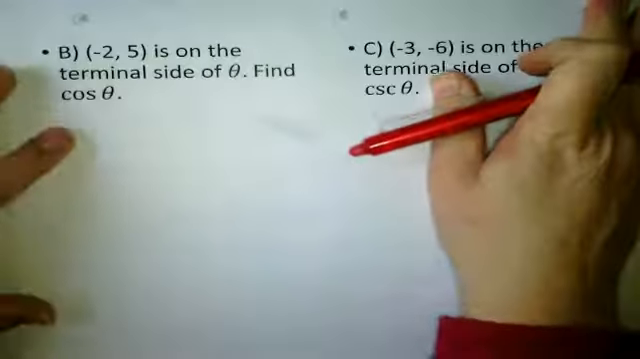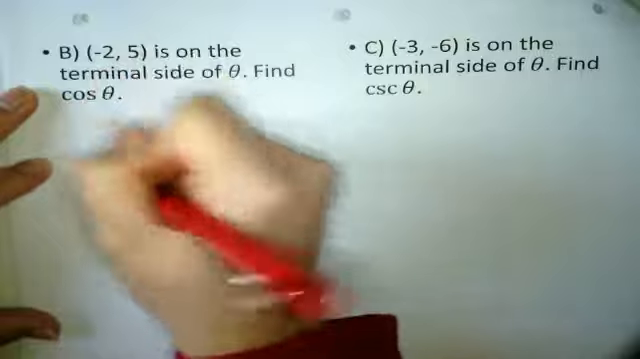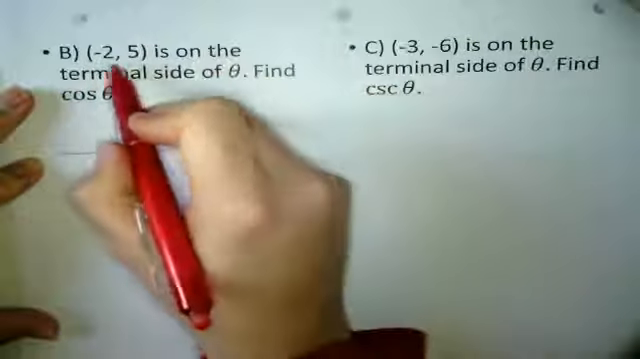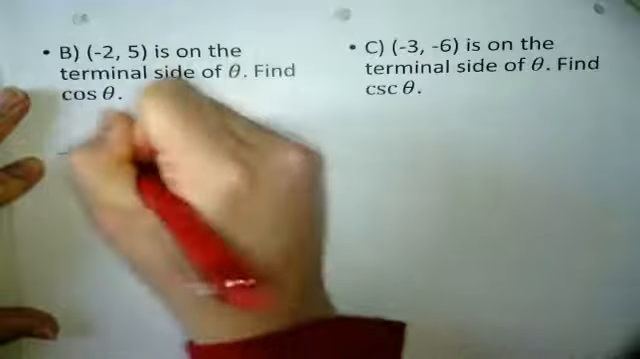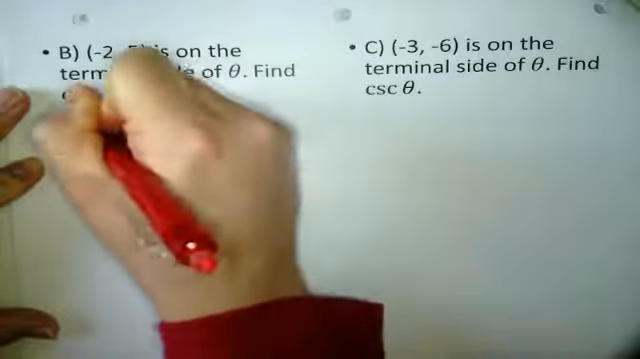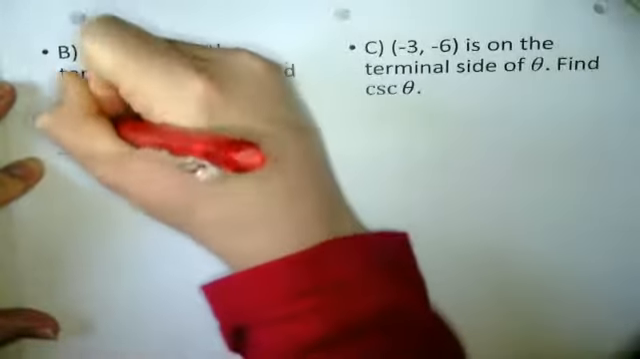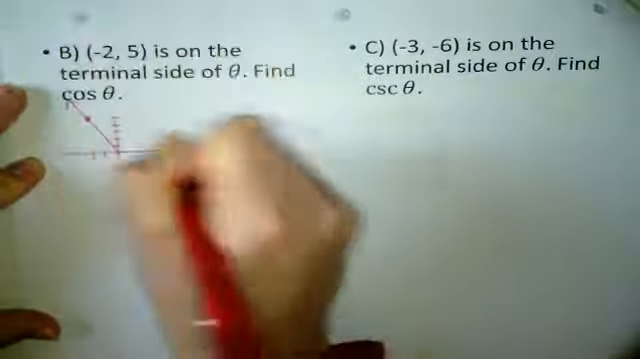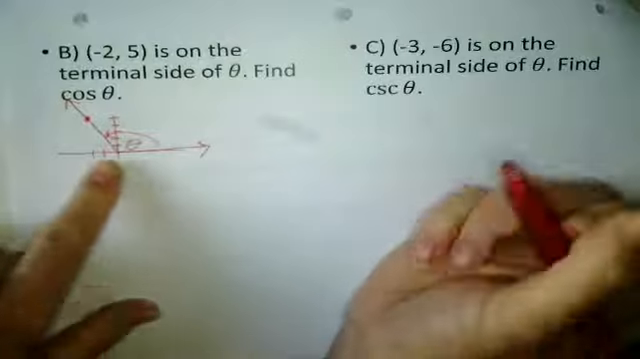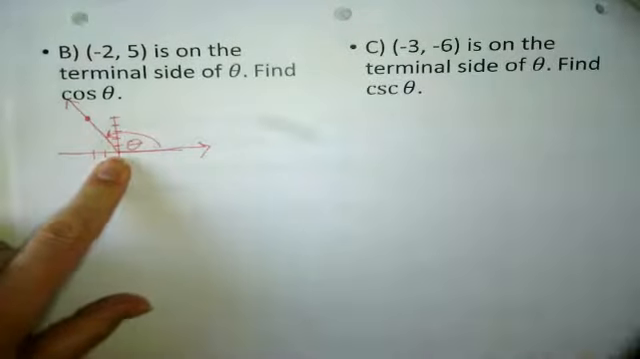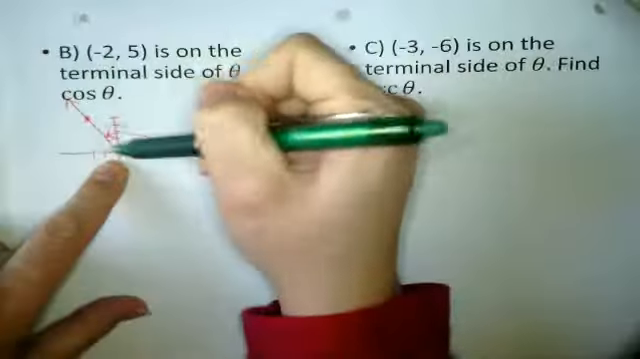Yeah. These are my favorite. I think they're super cool. So I'm just going to make a sketch of this. Negative 2, 5 is on the terminal side of angle theta. So negative 2, 1, 2, 3, 4, 5. So right there is the terminal side of angle theta in standard position. So here is angle theta, and it's in standard position, and it passes through negative 2, 5.